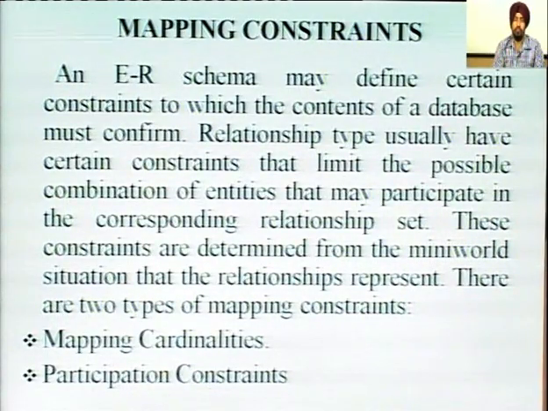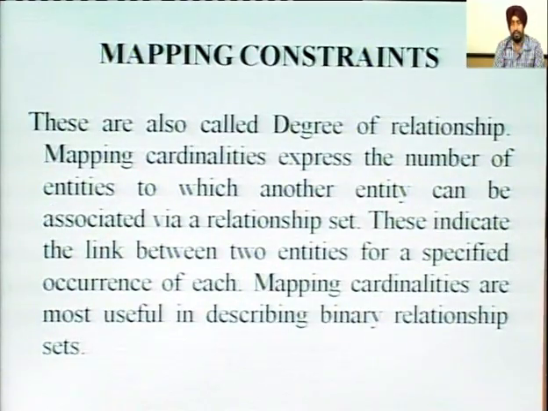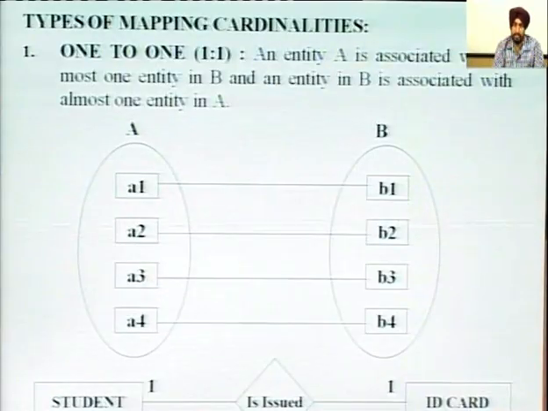There are two types of mapping constraint. One is mapping cardinalities and the second one is participation constraint. Mapping constraints are also called degree of relationship. Mapping cardinalities express the number of entities to which another entity can be associated via a relationship set. These indicate the link between two entities for a specified occurrence of each. Mapping cardinalities are most useful in describing binary relationship sets.